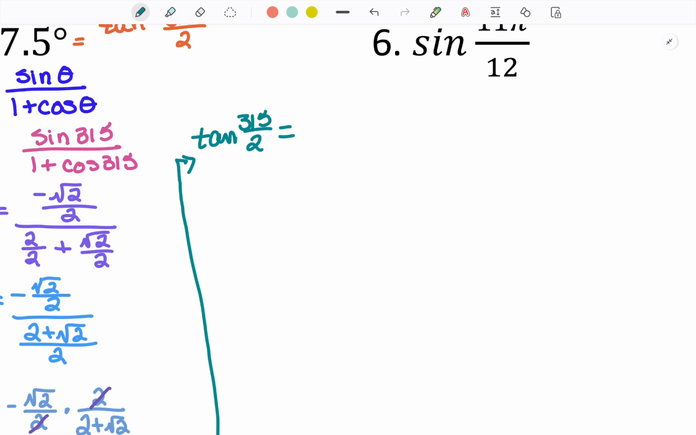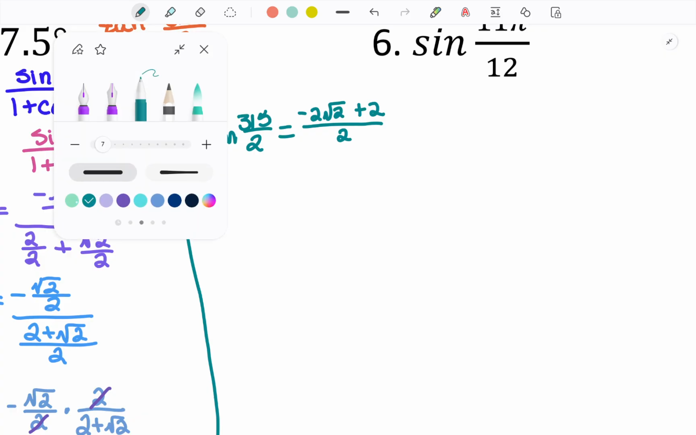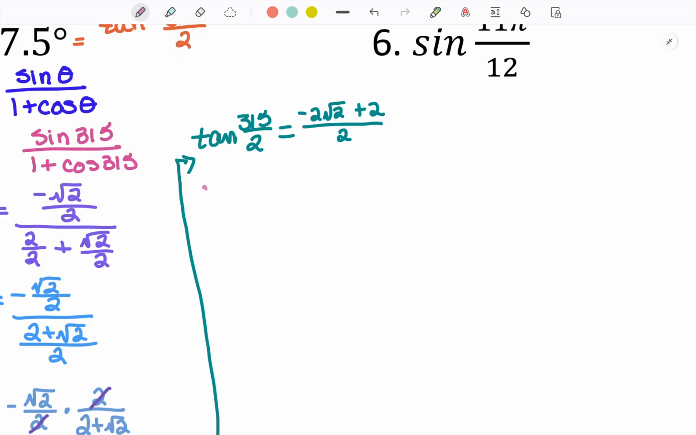we're going to have to multiply on top. So that's going to give us a negative 2 square roots of 2 plus 2 over 2. We actually can reduce all of this by 2. And so we have the negative square root of 2 plus 1, or we can flip that around to 1 minus the square root of 2. Either answer is actually acceptable.